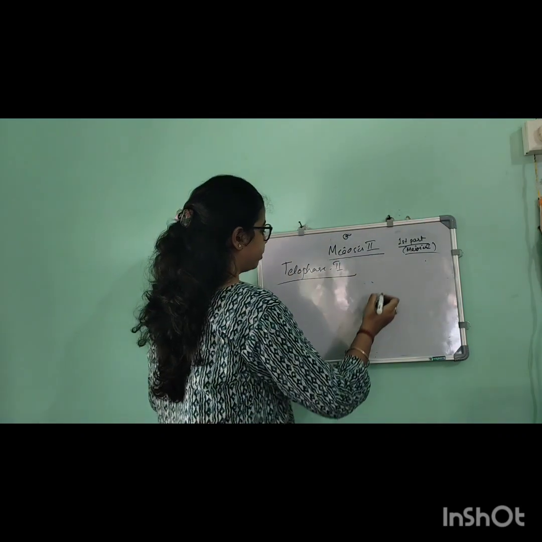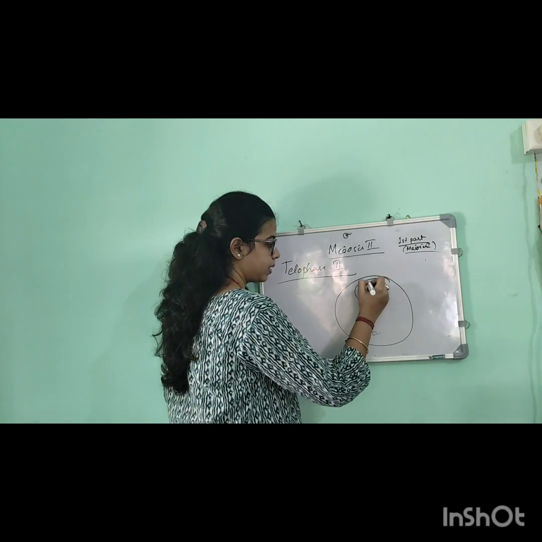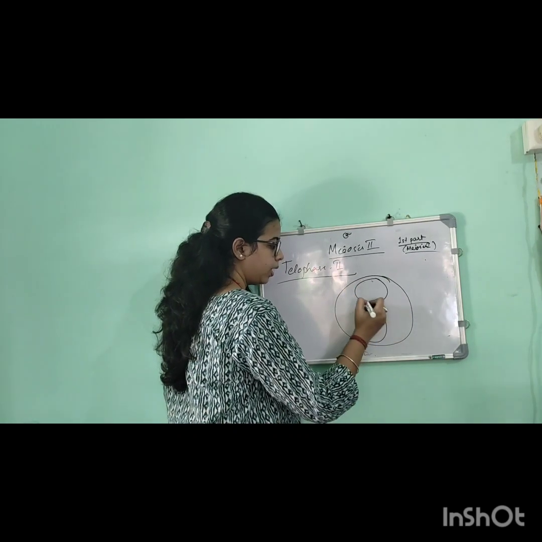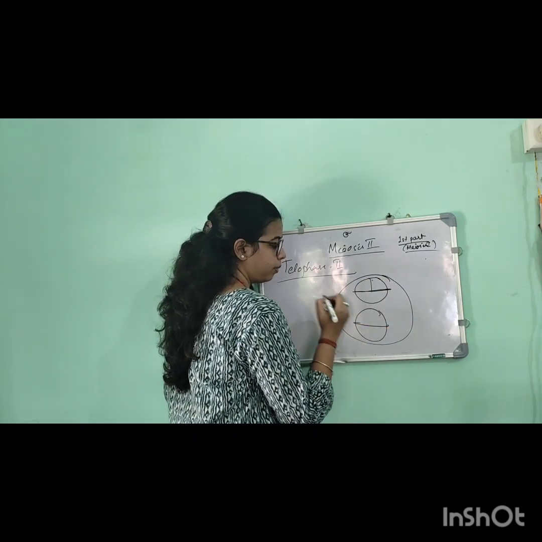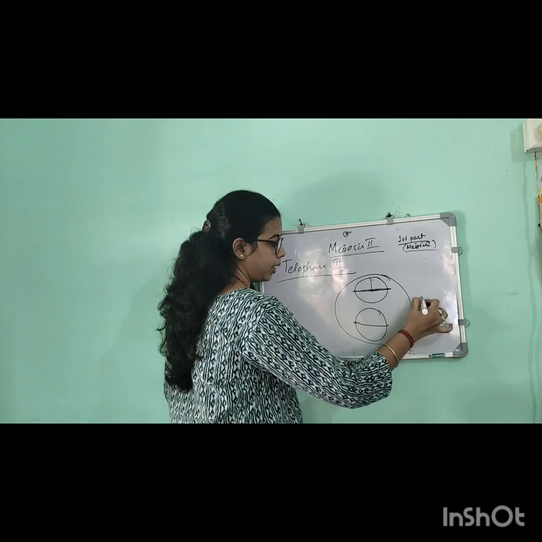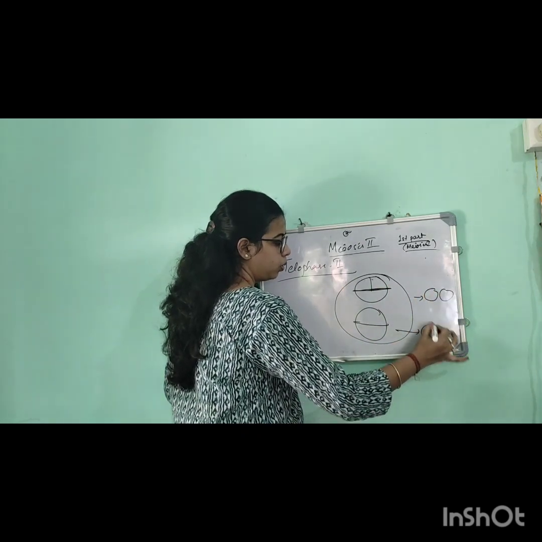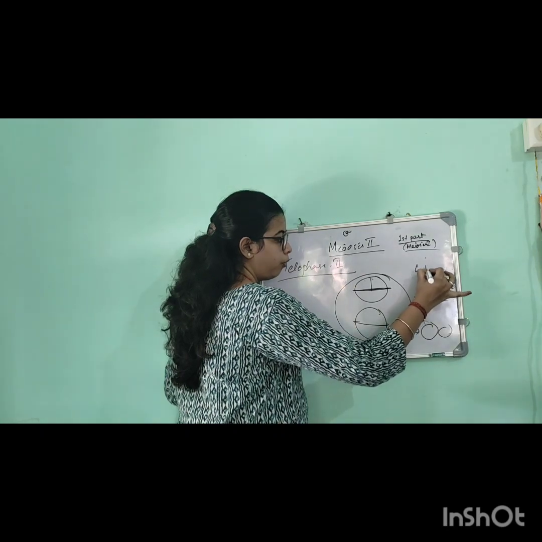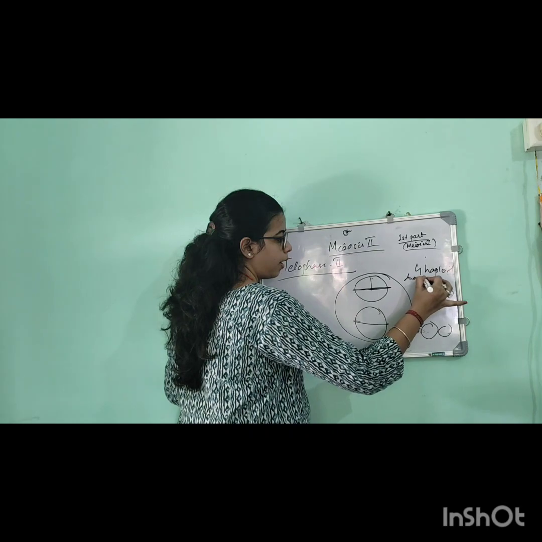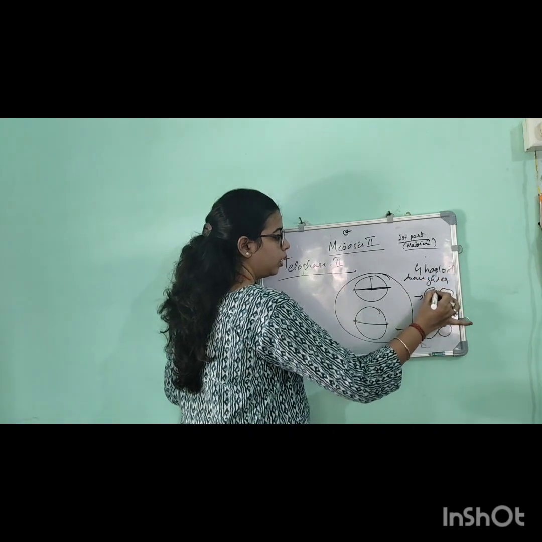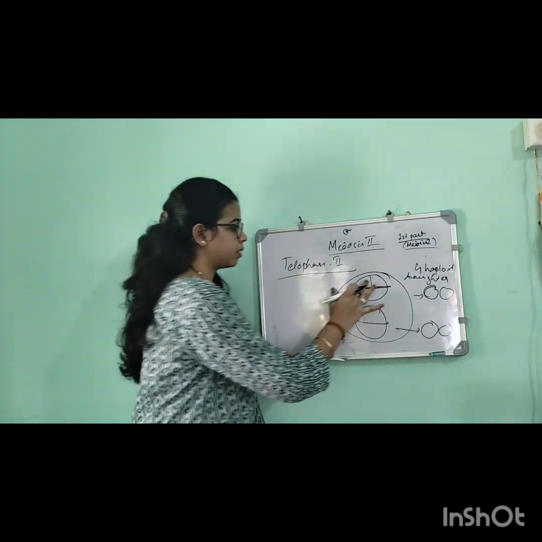Now what will happen during this telophase 2? These two daughter cells will start separating out. Okay, and they will divide from the middle. This will divide from the middle, this will divide from the middle. As a result, this will form two daughter cells, this will form two daughter cells. So total 4 haploid daughter cells are formed. Okay, total 4 haploid.